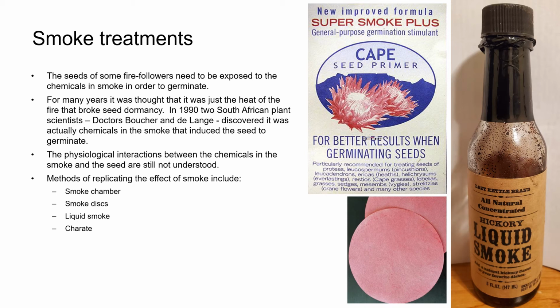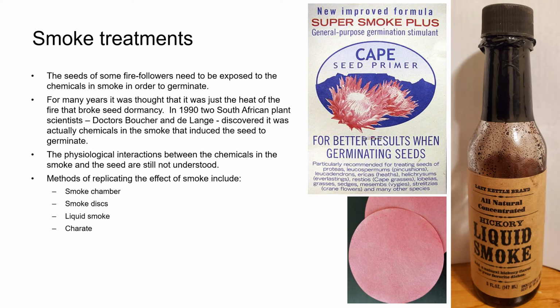Smoke can contain as many as 5,000 different compounds, and the science of the interactions between any of these and seed germination aren't fully understood. It's widely accepted, though, that smoke is beneficial for overcoming dormancy in many species, and also acts as a germination enhancer in species that aren't dormant, so species that are just quiescent. There are several ways in which we can apply smoke treatment to seed.